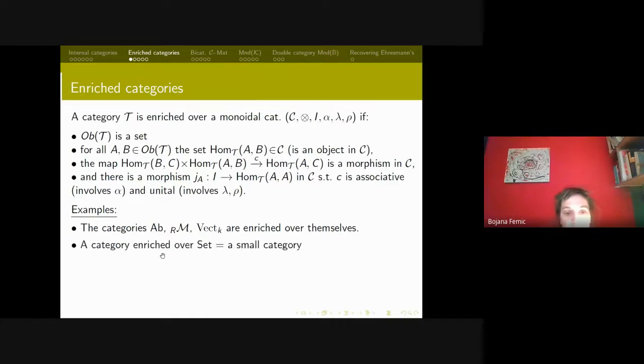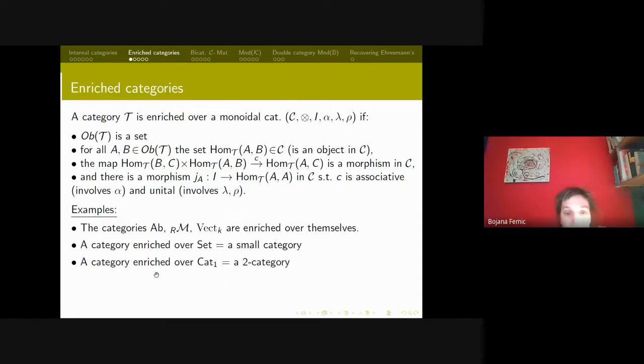A category enriched over Set is a small category. If you take that the objects of your category should be a set, so it already can be a small category, but then the hom set is indeed a set. Well, this indeed happens in a category, and so on for the composition and unit.